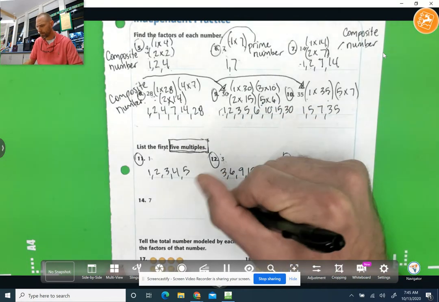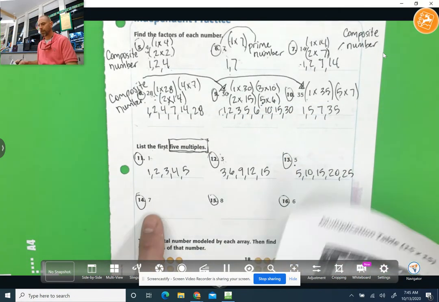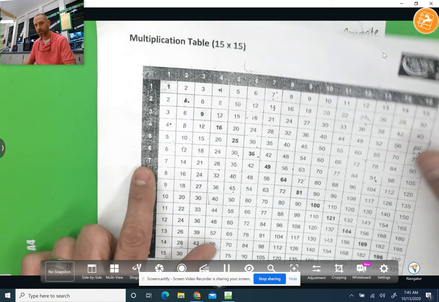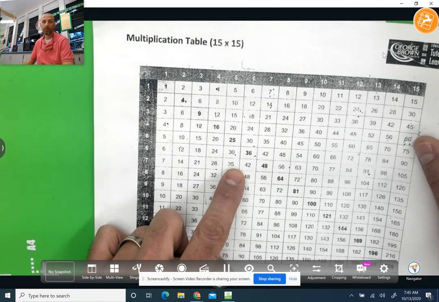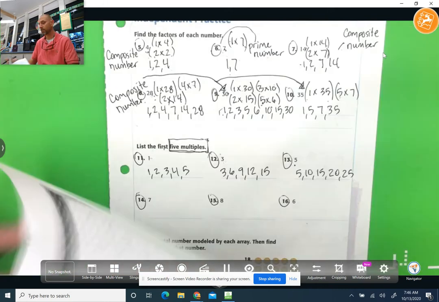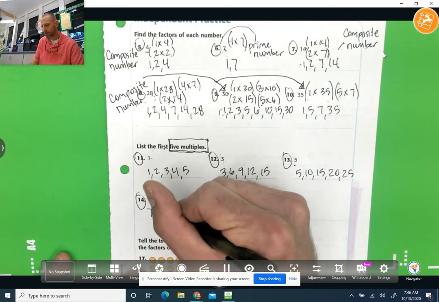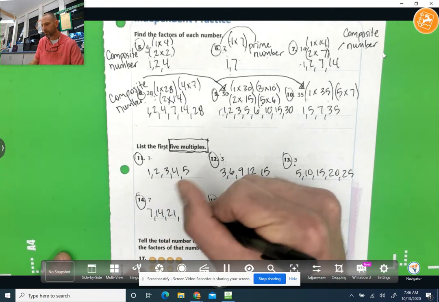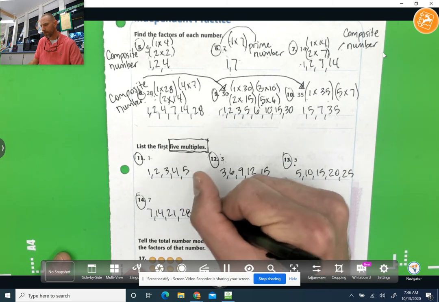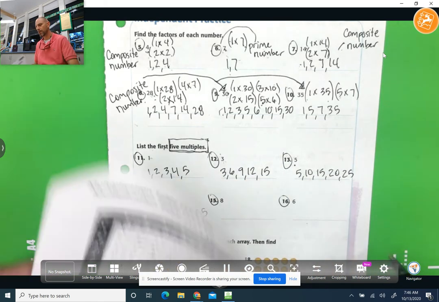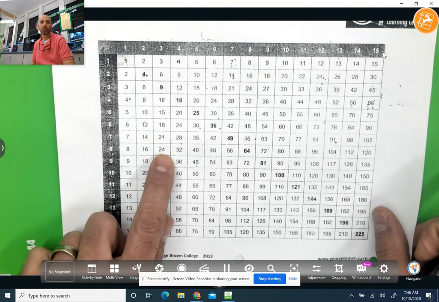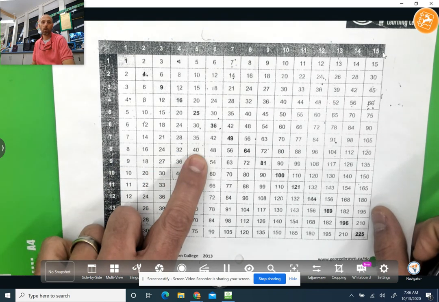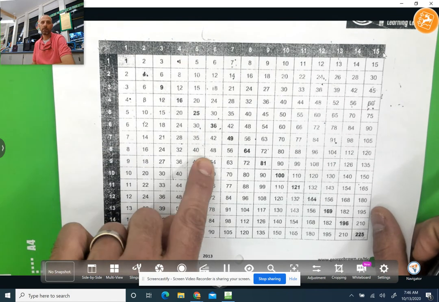Okay, doing them all. The multiples of 7, find 7. 7, 14, 21, 28, 35 are the first 5 multiples of 7. The first 5 multiples of 8: 8, 16, 24, 32, and 40. Times 5 is 40.